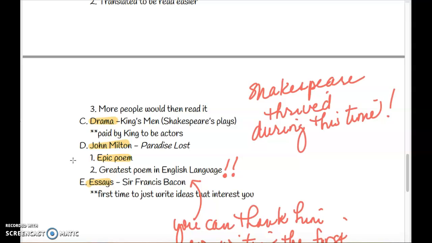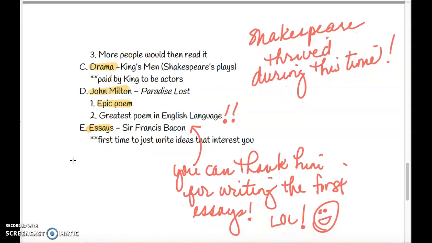Now, you can thank him for having to write essays. They originally started with Francis Bacon saying, you know what, I want to know more about this topic. Why don't I think about it, research it, look it up, talk about it, and then write a little thing about it? So it became an essay. So thank you, Francis Bacon, for that.